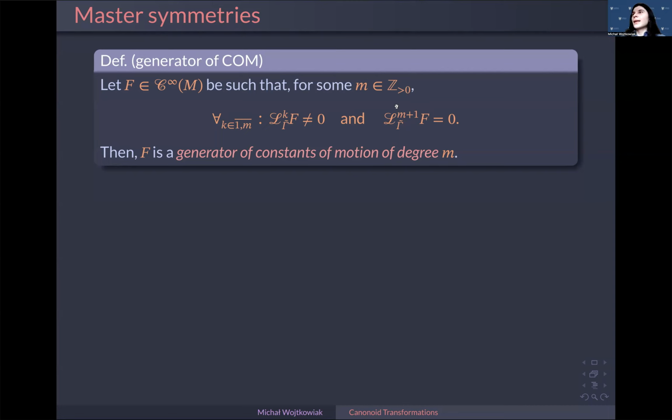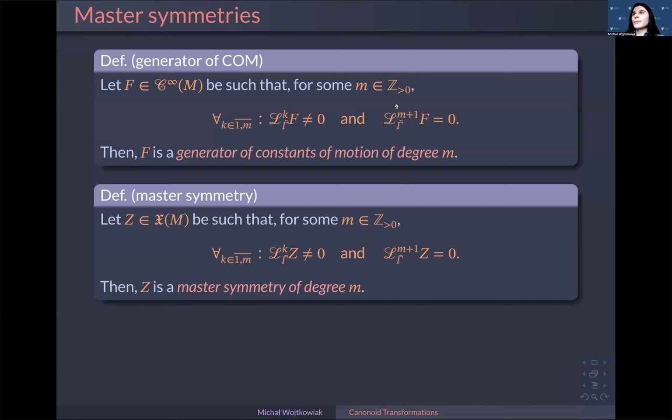And a related idea are master symmetries. So these are vector fields such that, again, the Lie derivative up to order m and including order m is non-zero, but the next derivative is 0. So yeah, again, the mth derivative is a symmetry of the Hamiltonian vector field.